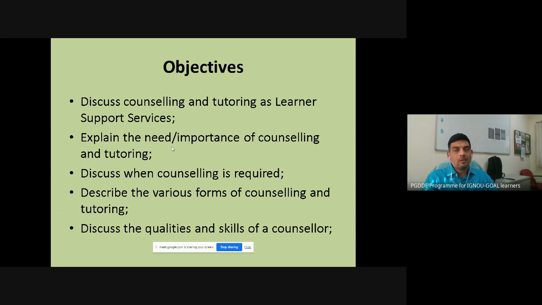Then various forms of counseling and tutoring, definitely we can see, and then the qualities and skills that are required on the part of a counselor. These are the objectives or learning outcomes of today's session.